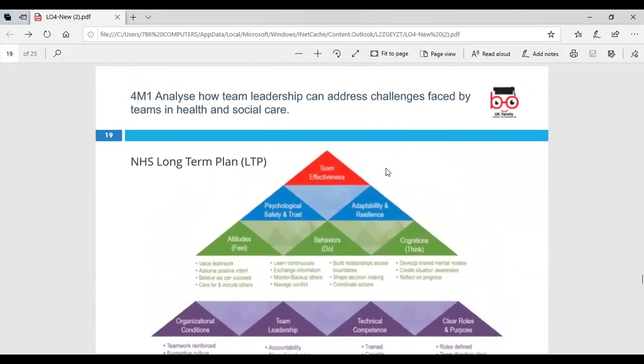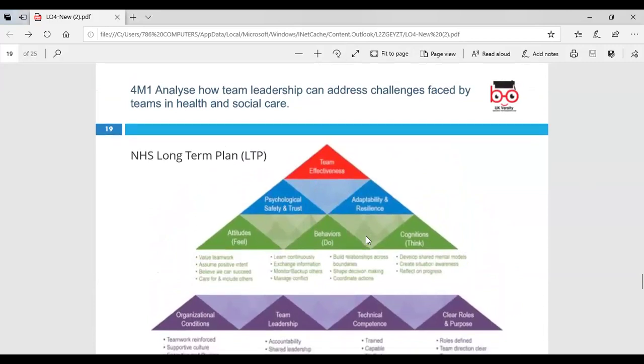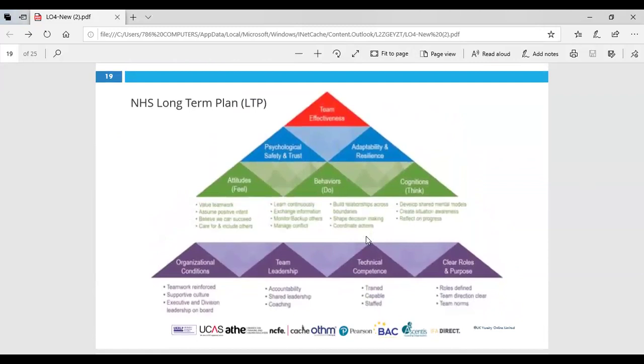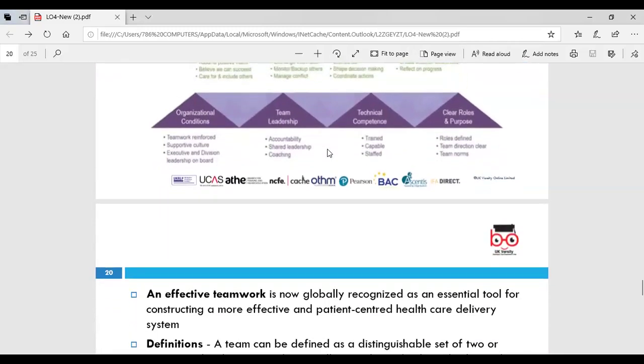So they can address challenges faced by teams in health and social care through these models, these integral components. So if everyone is aware of these components and what they have to do and what they should be doing, it leads to overall team effectiveness, which will improve the quality of care of the patients.